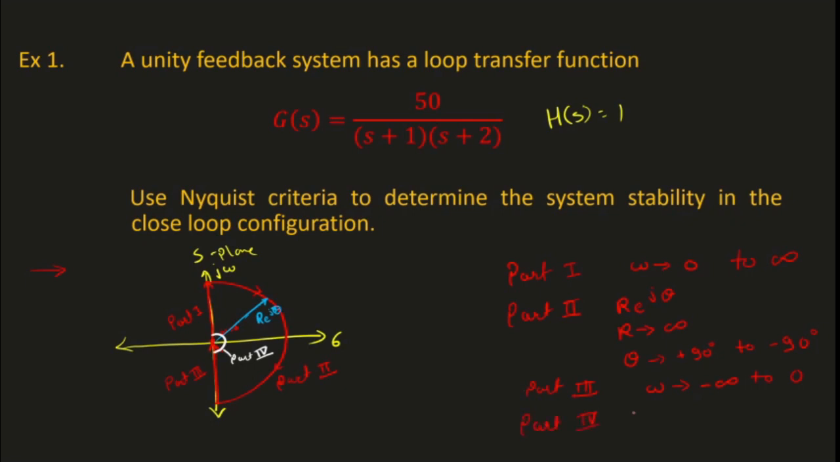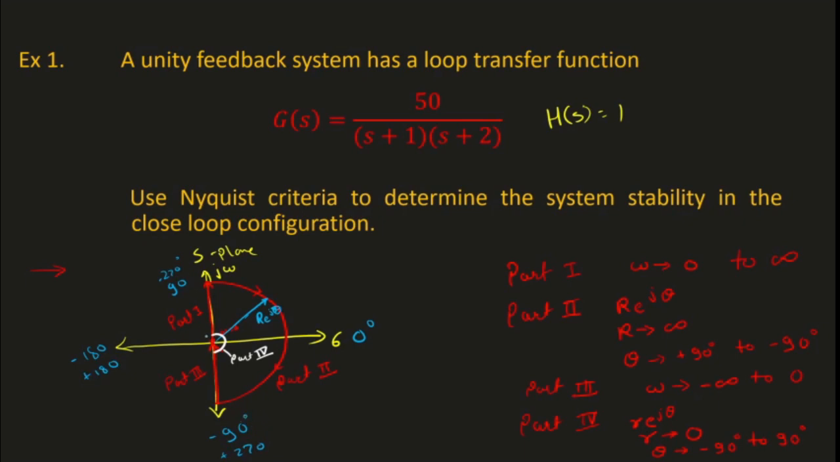But for part 4, it's basically a semicircle which has radius r e raised to j theta, where r is very small, it literally tends to 0, and theta varies from minus 90 degrees to plus 90 degrees. So if you want to see, this is 0 degrees, this is minus 90 degrees, this is minus 180 degrees, and this is minus 270 degrees, or either this can be 90 degrees, this can be plus 180 degrees, and this can be plus 270 degrees.